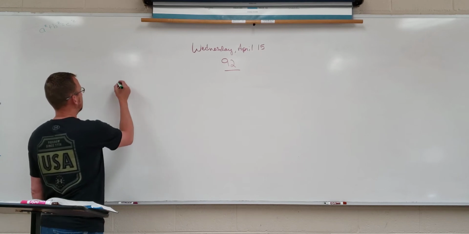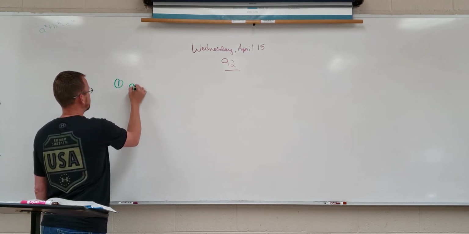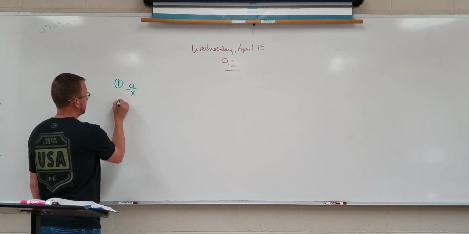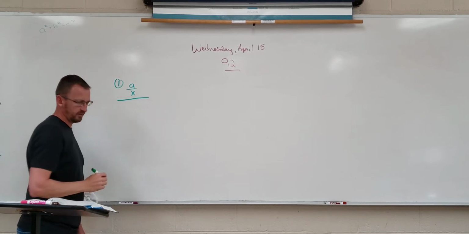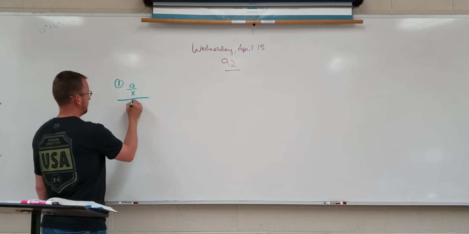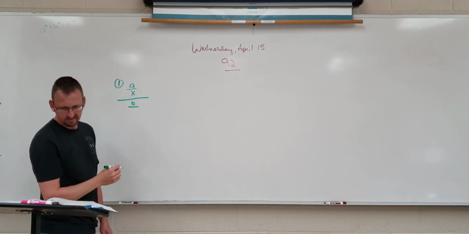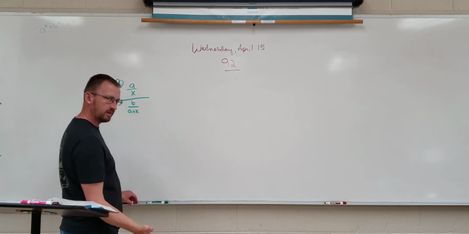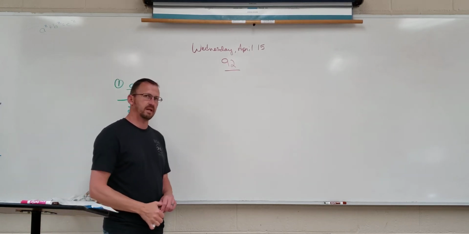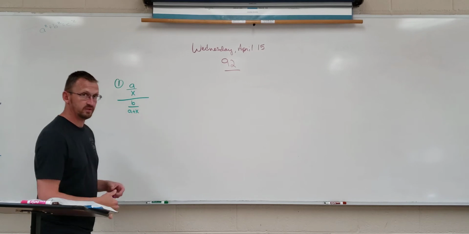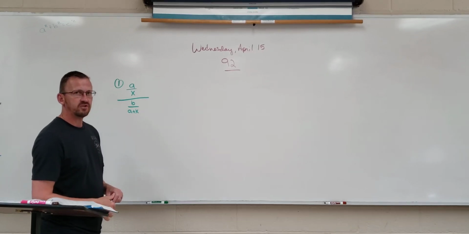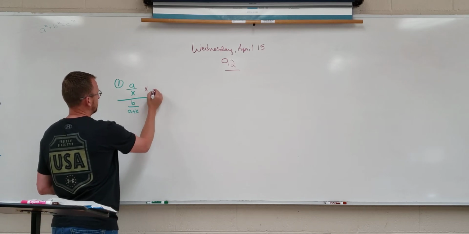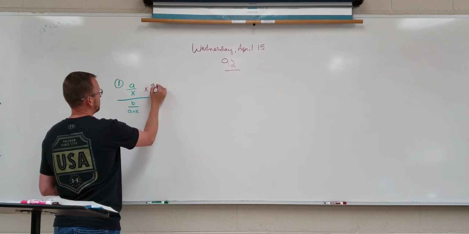Simplifying by dividing. Example 1: a over x, divided by b over a plus x. Notice this line here is longer than all the others. Go back with me to 7th grade math where we started learning about division of fractions. When we divide by a fraction, we invert and multiply.